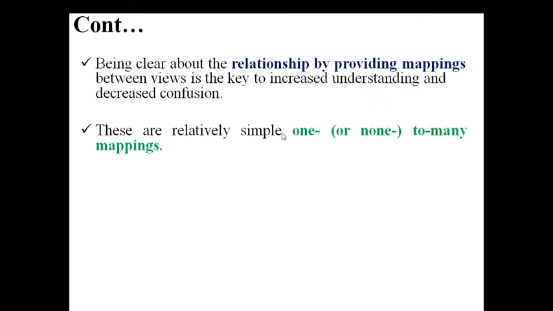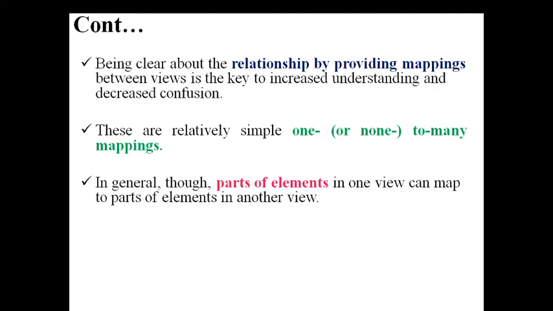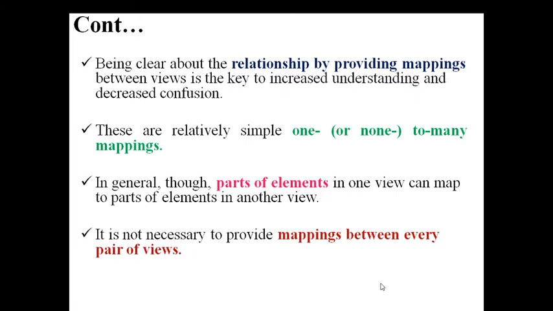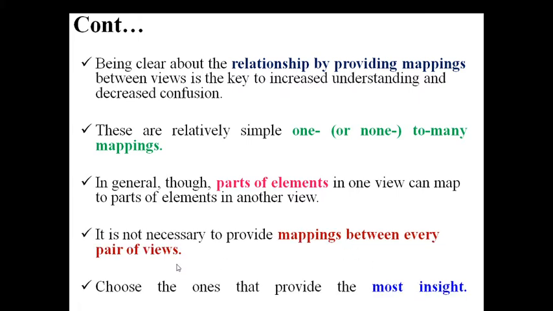So they can be relatively simple, one to one or one to many, right? So there is no need to always have a mapping between one to one or one to many. It depends upon our project, right? So in general, it contains the parts of element information also, the mapping between every pair of views. Choose the one that provides the most insight. So whatever you have been feeling, it's important to include in your project documentation. Okay, that should be included.